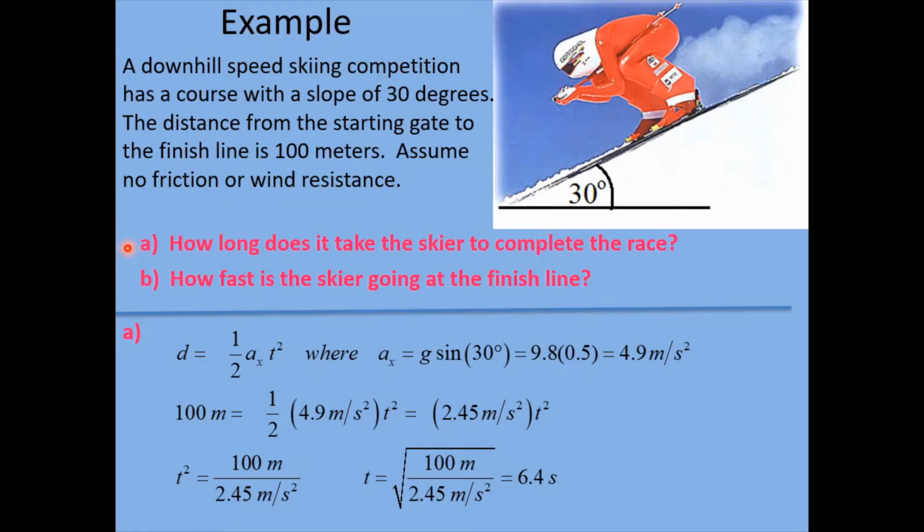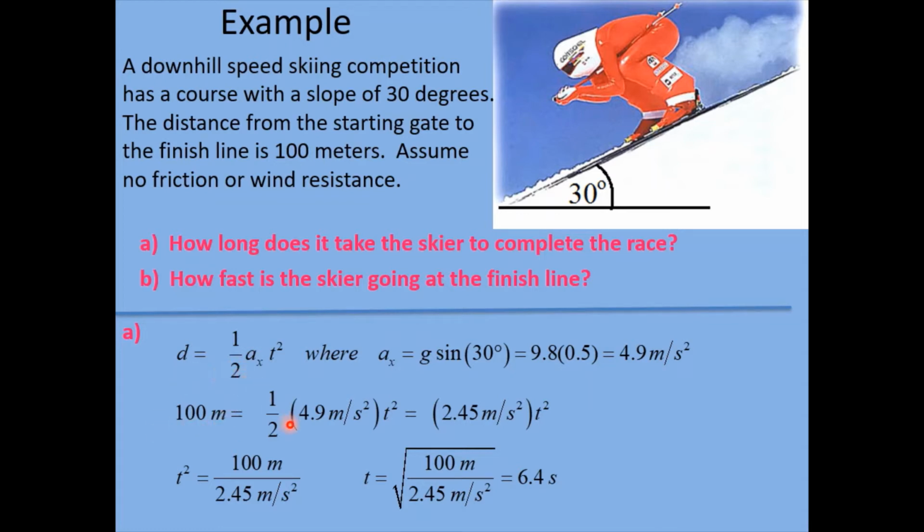So two questions here. Part A, how long does it take the skier to complete the race? And part B, how fast is the skier going at the finish line? For part A, we can use our simplified position formula, d equals 1/2 a t squared. Remember that a is equal to g times sine of theta, where the angle of the slope, theta, is 30 degrees. The sine of 30 turns out to be exactly 0.5. So we multiply that times 9.8, which is g, and we get our acceleration down this slope is 4.9 meters per second squared.